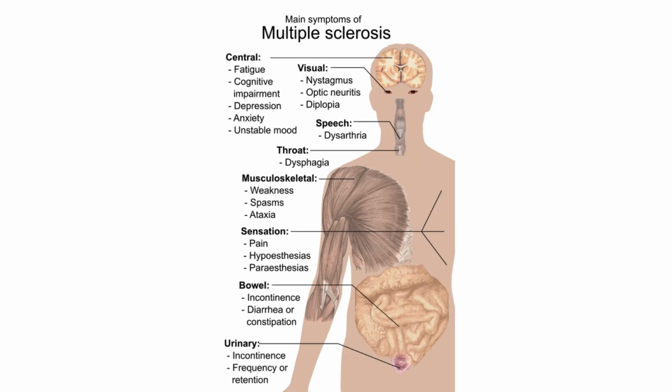MS lesions can affect any part of the central nervous system, so a person with MS can have almost any neurological signs or symptoms. Fatigue is one of the most common symptoms of MS. Roughly 65% of people with MS experience fatigue. Of these, some 15 to 40% report fatigue as their most disabling symptom. Autonomic, visual, motor, and sensory problems are also among the most common symptoms.